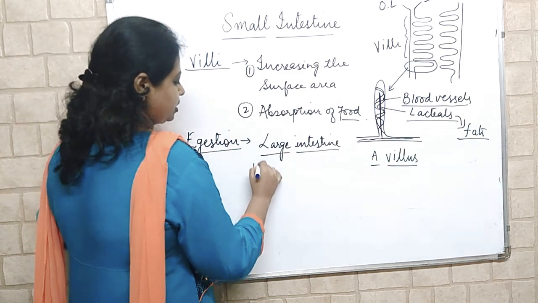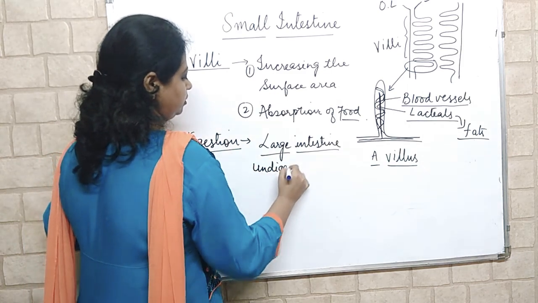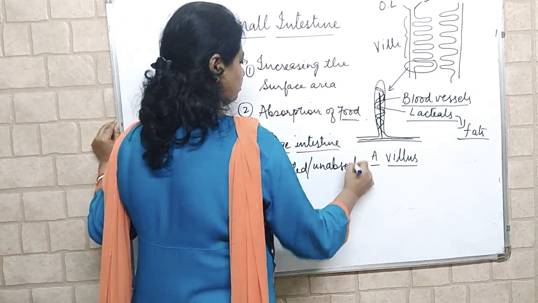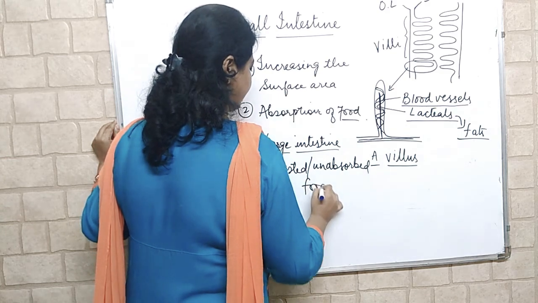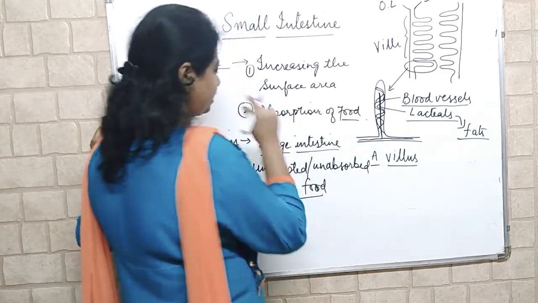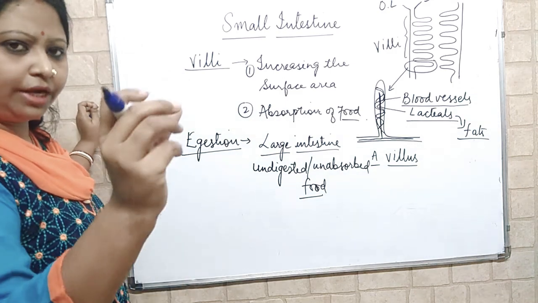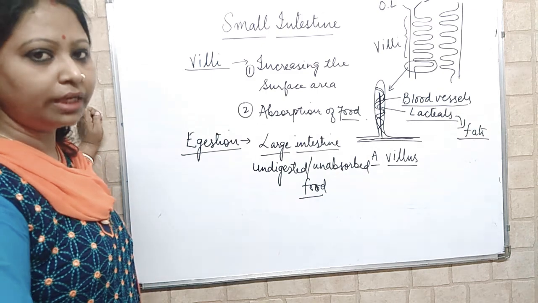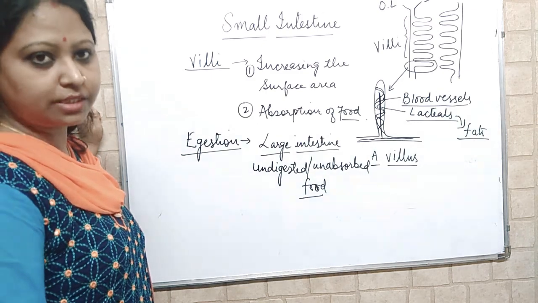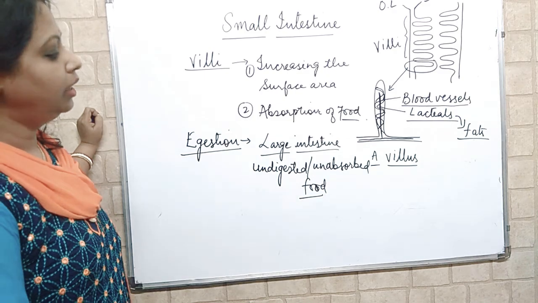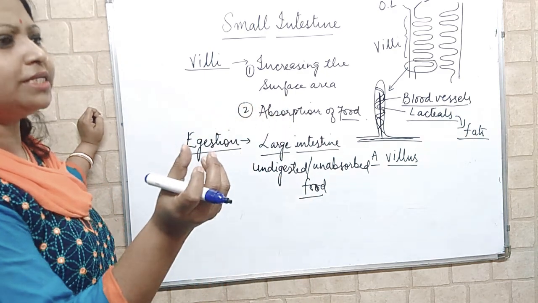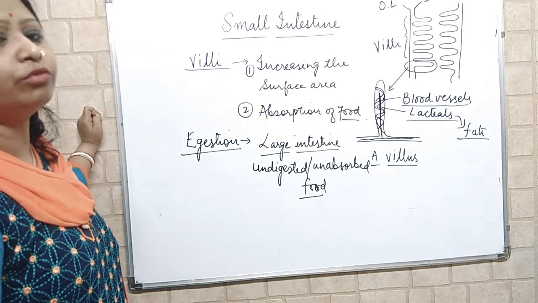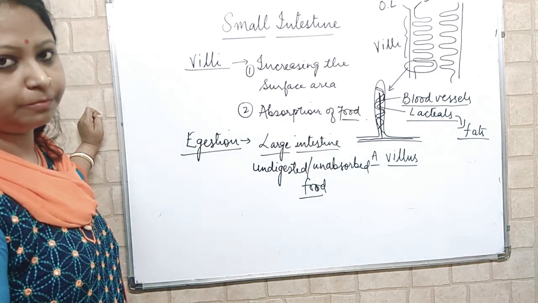Now the undigested and unabsorbed food has entered from the small intestine to the large intestine. At the entry of the large intestine, the part is known as cecum. In humans, and most of these higher mammals, it is converted into something not useful. You can say a type of vestigial organ is present in the form of vermiform appendix.